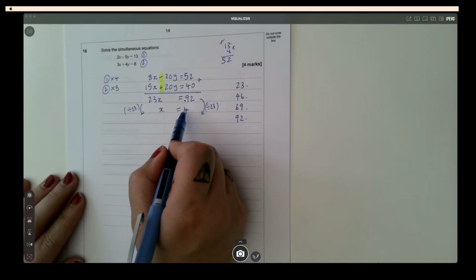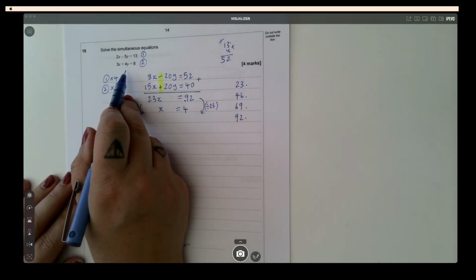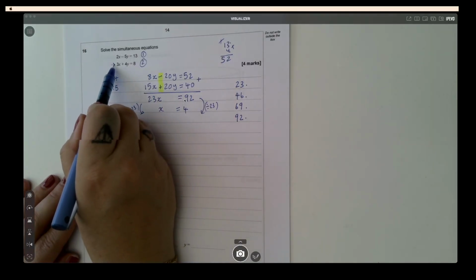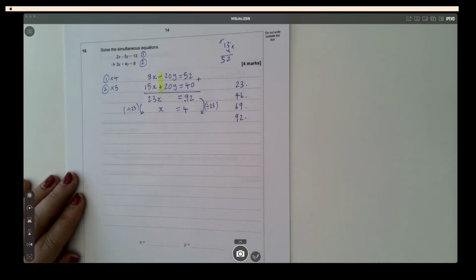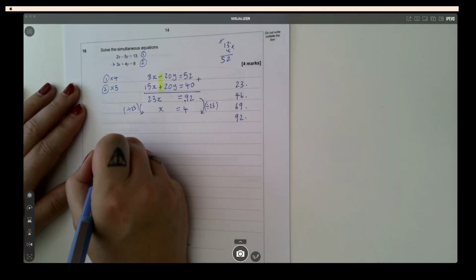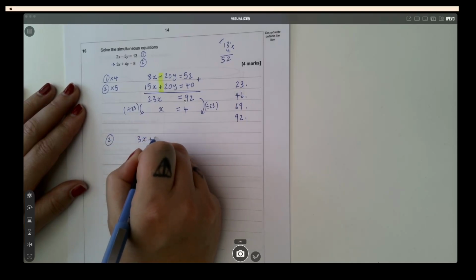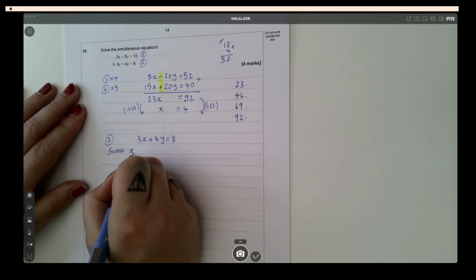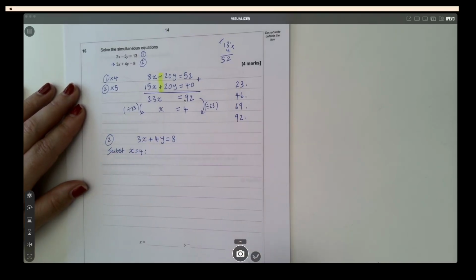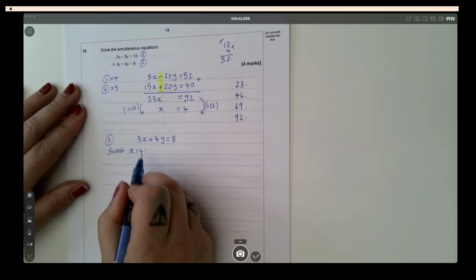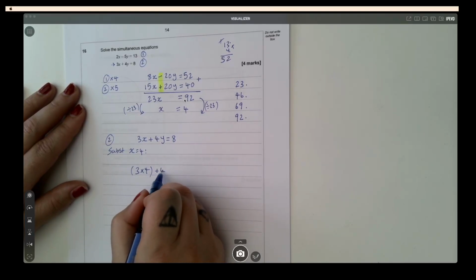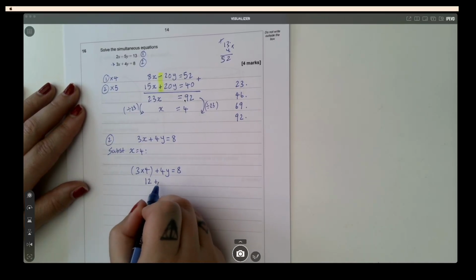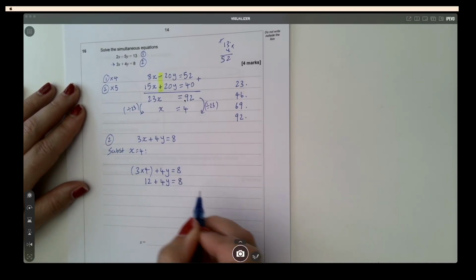I can substitute this value back into one of my original equations to calculate the y value. I'm going to use the bottom equation because I'm dealing with a positive and I don't have to worry about negatives. So using equation 2, which is 3x add 4y equals 8, I'm going to substitute x equals 4 into the equation. So 3 times 4 add 4y is equal to 8. 3 times 4 is 12. So 12 add 4y is equal to 8.